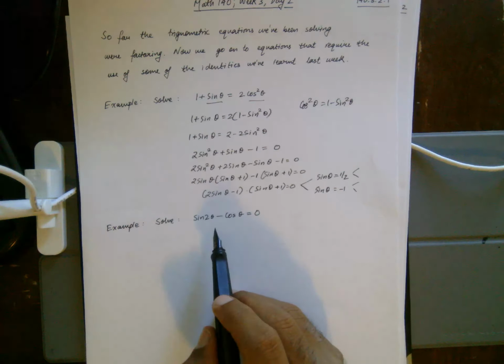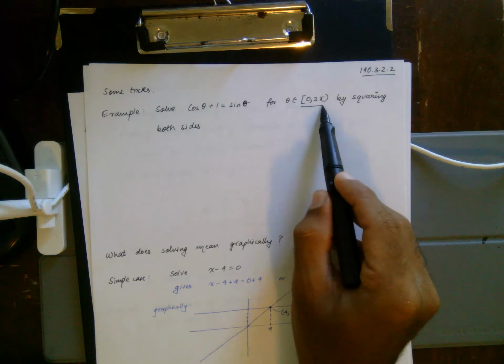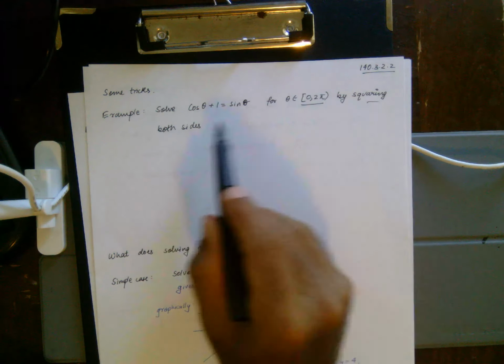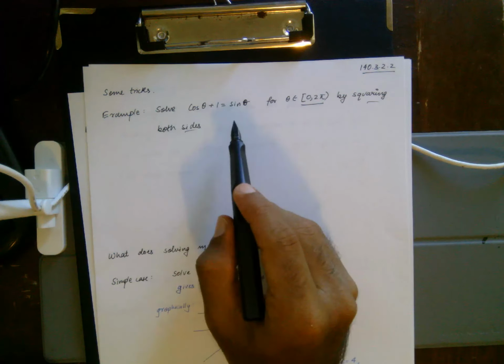Now let's look at some trig. We solved a problem similar to this, the only difference being that we had a cosine squared, which made things easier. However, if I have cosine theta plus 1 equals sine theta, and this time around I'm not finding a general solution, what I can do is square both sides to create artificially sine squared and cosine squared terms.